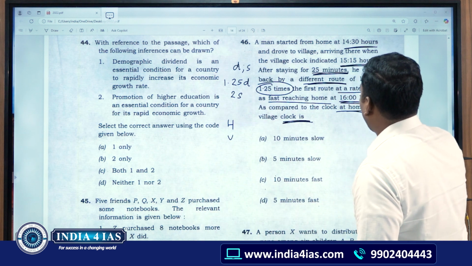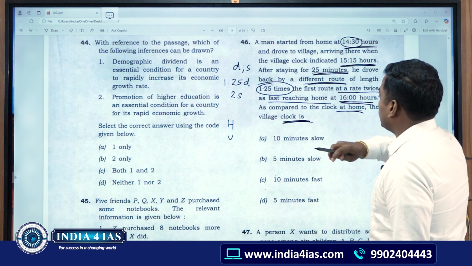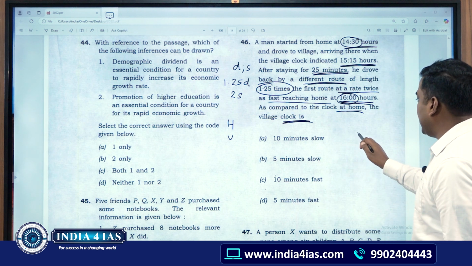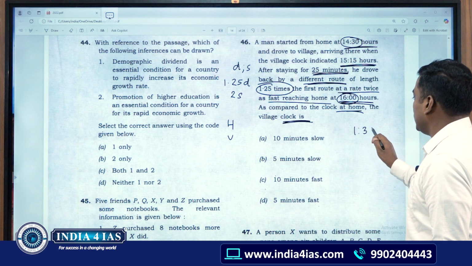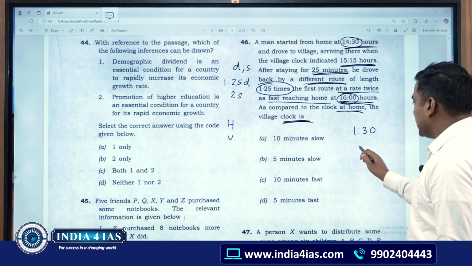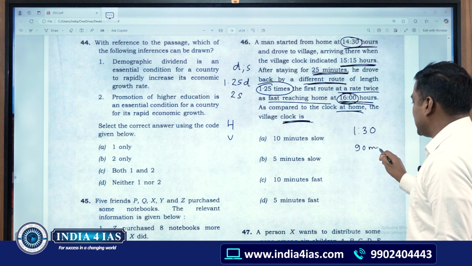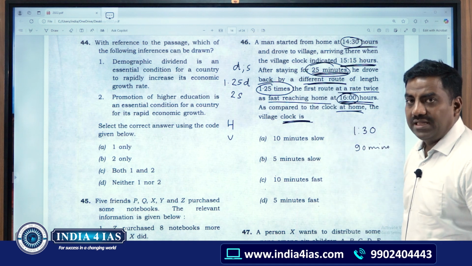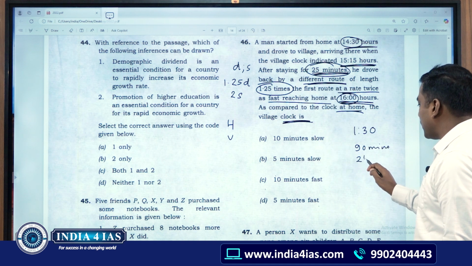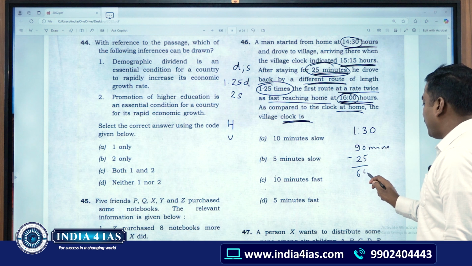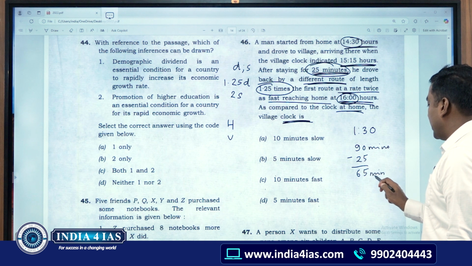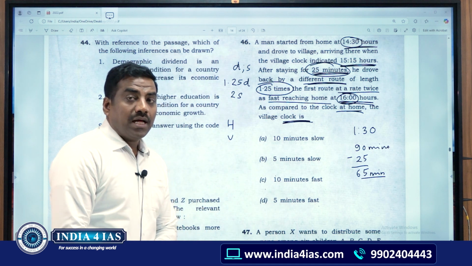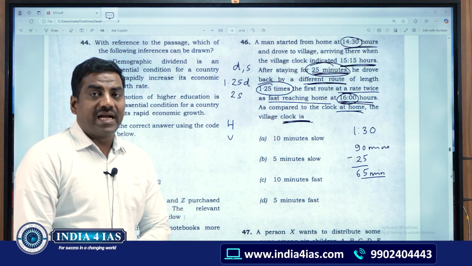So while going, he saw it was 2:30. While coming back, he saw it was 16:00 hours. So totally, he has spent 1:30, that is 1 hour 30 minutes, that is 90 minutes he has spent totally. 25 minutes he spent in the village. So if you subtract 25, then it is 65 minutes. It is 65 minutes that he spent in the route itself, while going and while coming back.